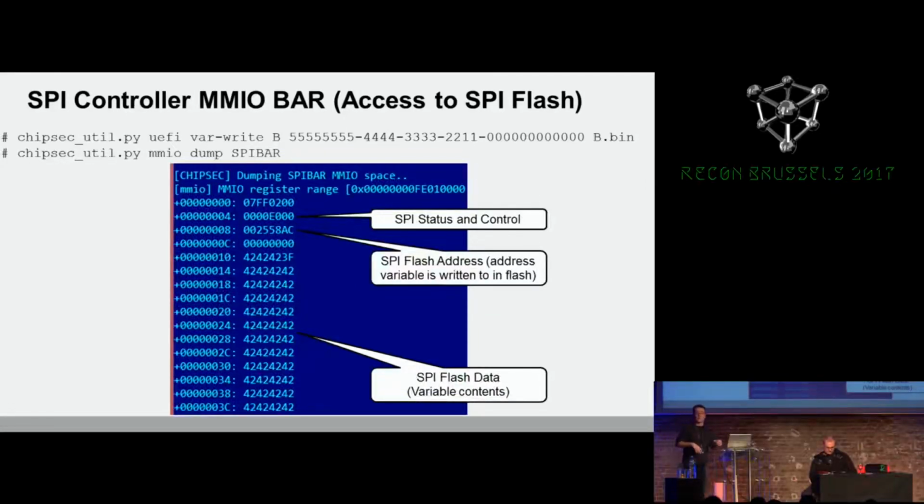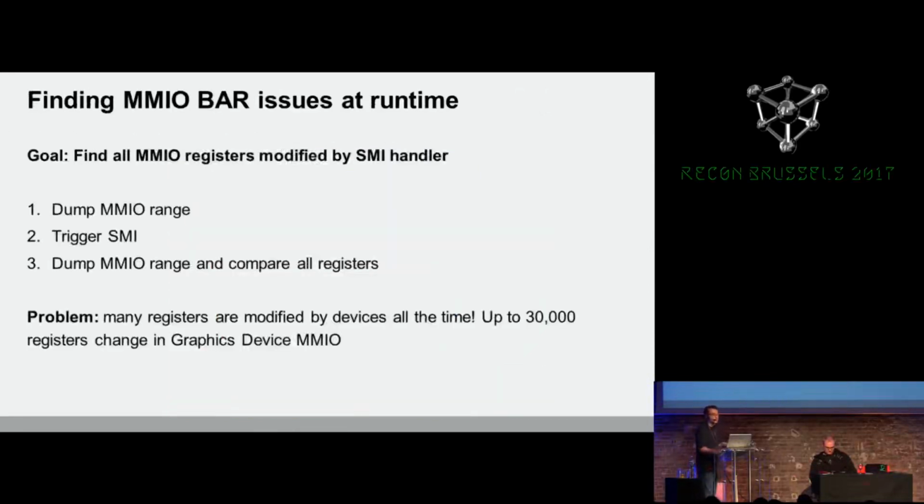So in this particular case, this is the contents of that variable that I've been writing in the first command. So you can see all 42, that's B, right? So the contents of the variable was all B's. And you can see that all of these registers now contain the contents of the variable. So obviously, if we overlap this SPI MMIO range with something else like the SMRAM or some other protected page, then we can cause the contents of the variable to be written onto that range.